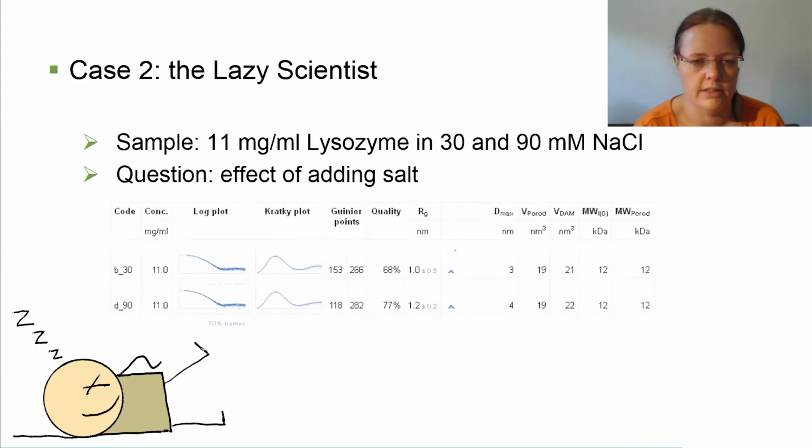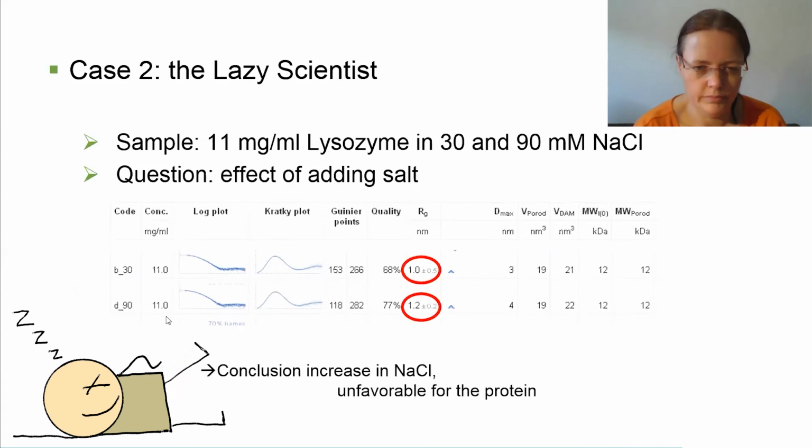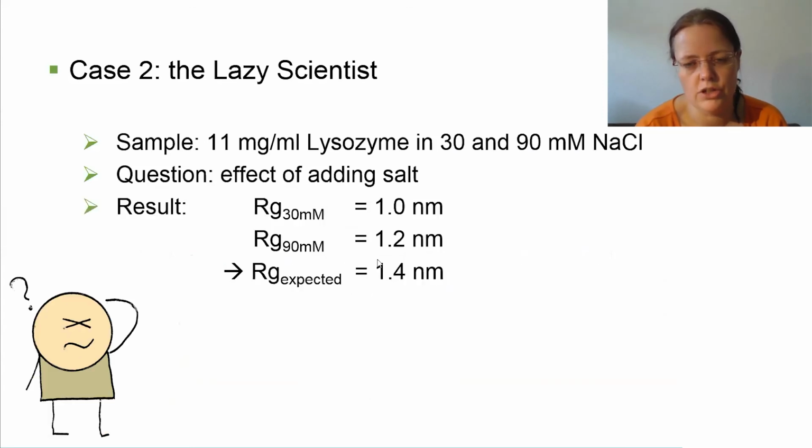So the scientist was happy with these two measurements, went home, and first got a shock when he was trying to interpret the data, because according to the expected Rg, we're actually expecting an Rg of 1.4 nanometers. So none of these two were actually in that range, and the interpretation of the data got more confusing.